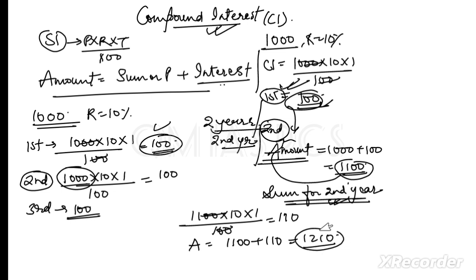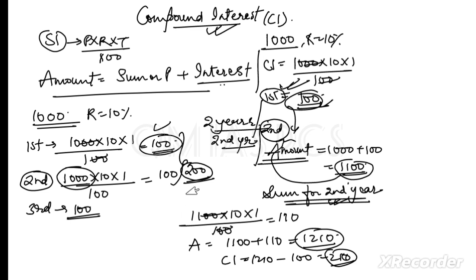Now you can see for 2 years here the SI interest is 200, but in case of compound interest, your interest will be what? CI is equal to 1210 minus 1000, that will be 210. So there is a difference between this CI and this SI. What is the difference? A difference of 10 rupees. So this is an important thing. Are you getting my point?